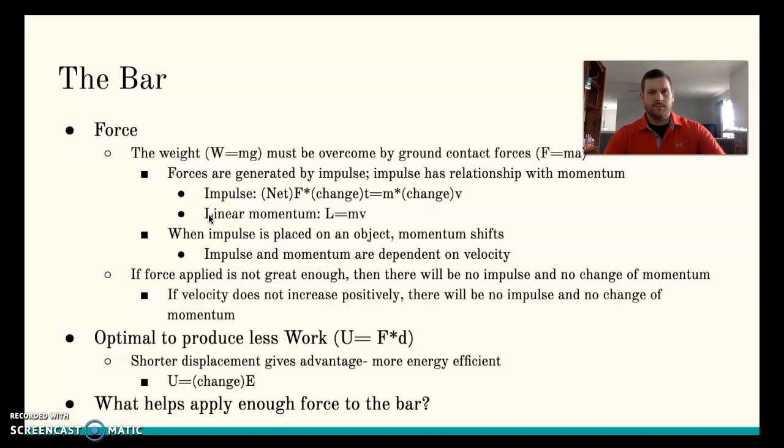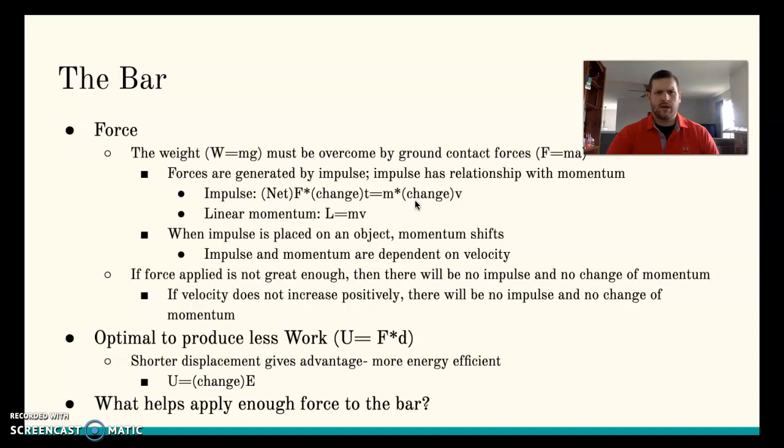And linear momentum is extremely important, obviously, because we want to pull that bar in a vertical, linear fashion. Like I said, we don't want it to come away from our body. We don't want to start away and then pull in. When an impulse is placed on an object, momentum shifts. They are dependent on the velocity of this bar and the amount of force that we put on the bar.